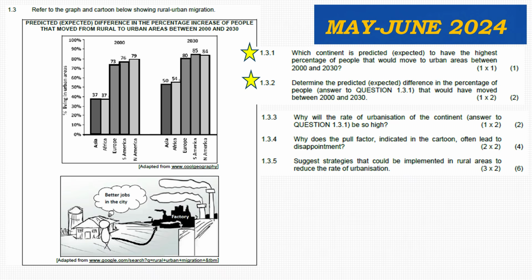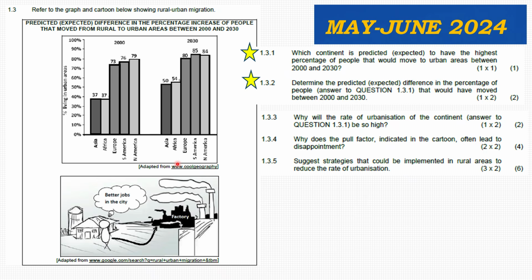Let's do another past paper activity, from June 2024. 1.3 says refer to the graph and cartoon below showing rural-urban migration. Predict differences in the percentage increase of people that move from rural to urban areas between 2000 and 2030, okay? So we have all these continents here: Asia, Africa, Europe, South America, and North America in 2000, and in 2030, the same continents again.